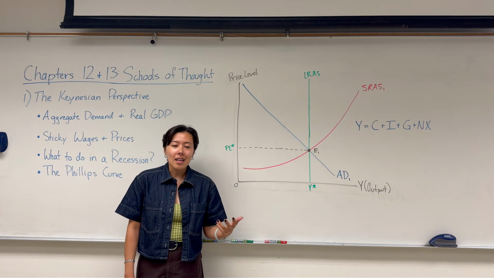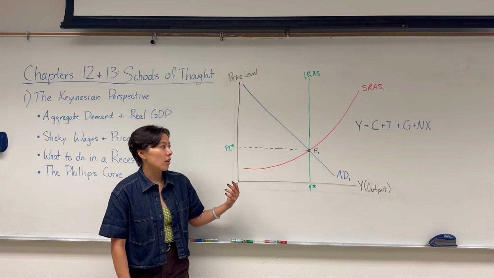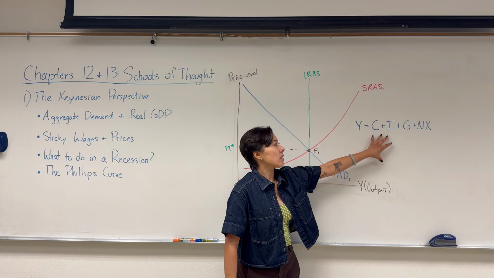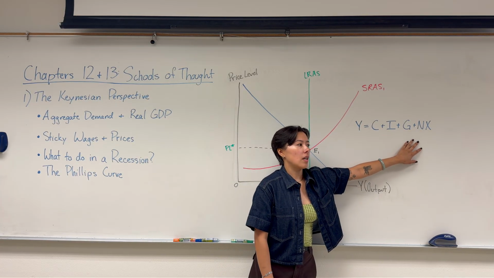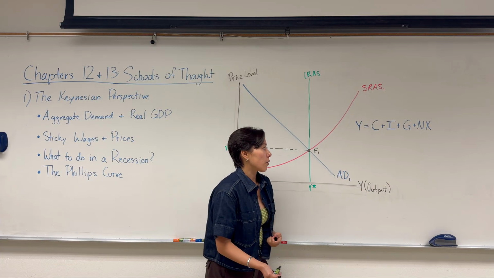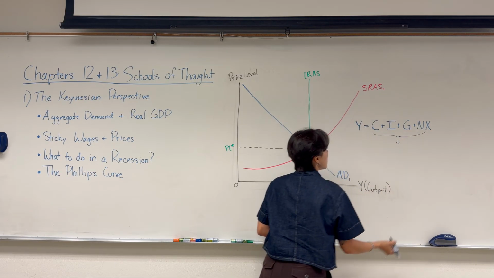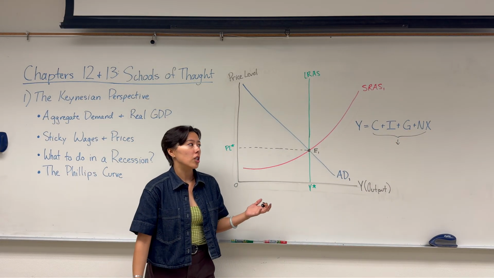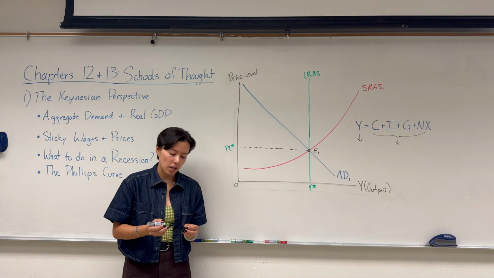So anything that can shift aggregate demand or reduce aggregate demand can cause a recession: a decrease in consumer spending or investment spending, a decrease in net exports, or a decrease in government spending. So if we have a decrease in any one of these four factors in our spending equation of GDP, this can cause a decrease in our total spending.